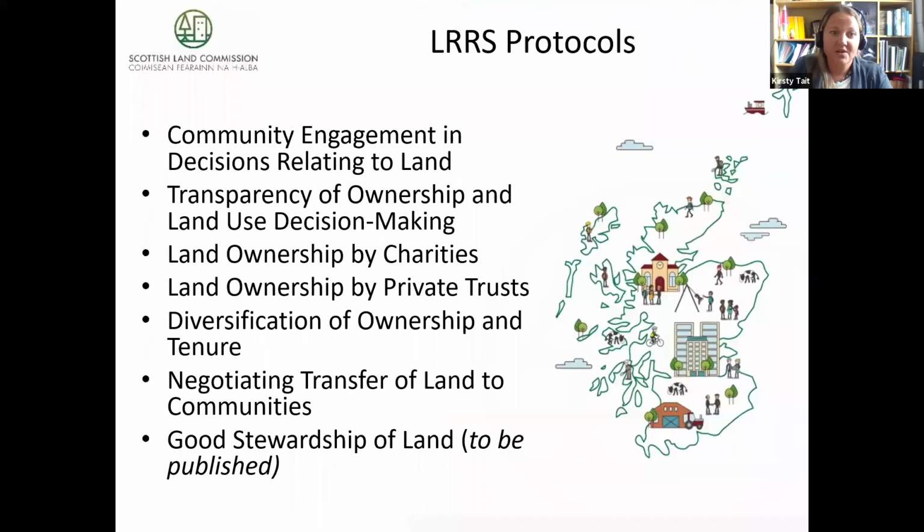So on the screen, this is the full suite of our protocols to date. Community engagement in relation to land, transparency of ownership and land use decision making are the two protocols we're focusing on today. Next week, we'll be focusing on diversification of ownership and tenure and negotiating transfer of land to communities. And our final one on good stewardship of land will be published very shortly, and we will be running a webinar on that on the 1st of September.